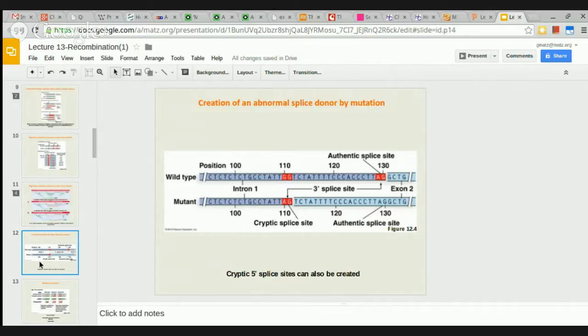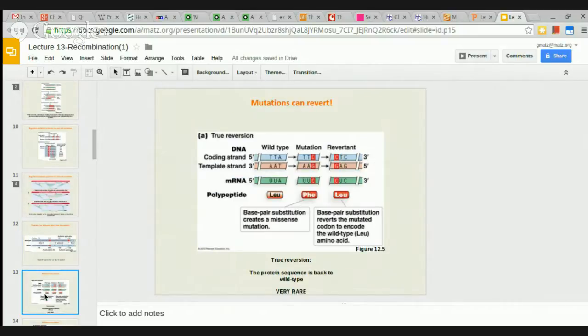And that's an example for the 3' splice site. The logic is also true for donor splice sites. You can also create donor splice sites by mutation. So I hope I convinced you that there's a lot more to mutations than just changing an amino acid and changing the effect on the protein.